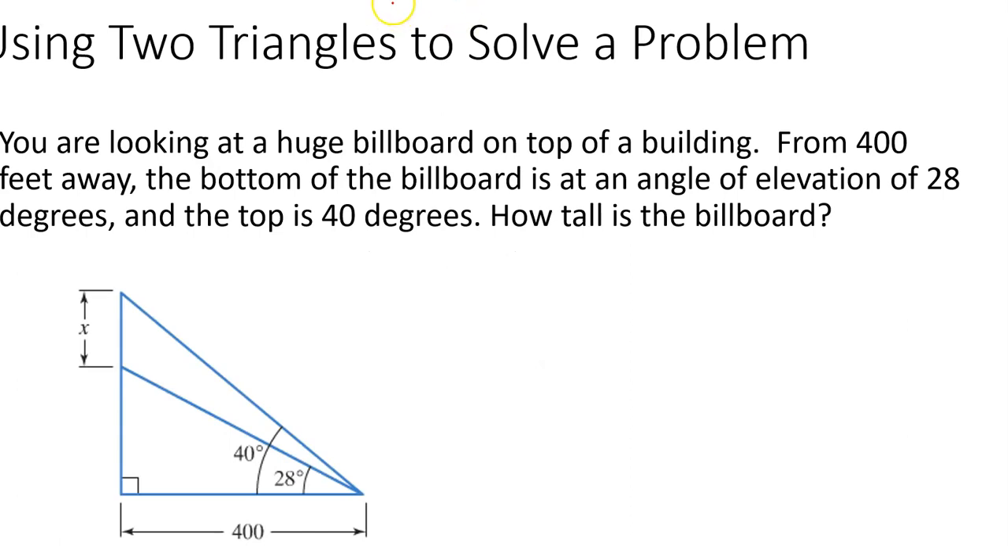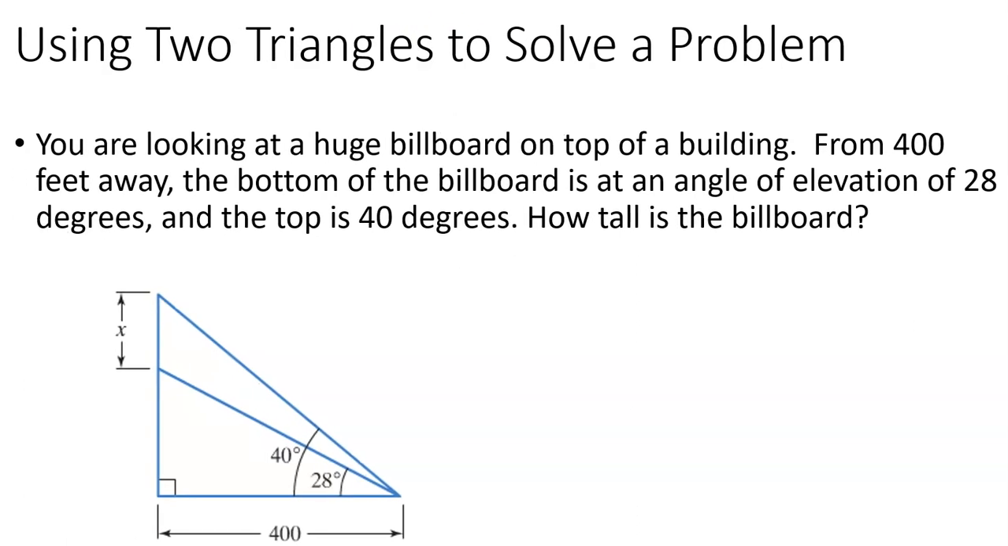So, using two triangles to solve a problem. Here's the question, and there's a little diagram down the bottom to help us out. You're looking at a huge billboard on the top of the building. You are in this picture down here, looking up at the billboard, which is up here. You know how sometimes at the top of a building, especially in New York City, you'll see billboards on the tops of buildings. From 400 feet away, the bottom of the billboard has an angle of elevation of 28 degrees.